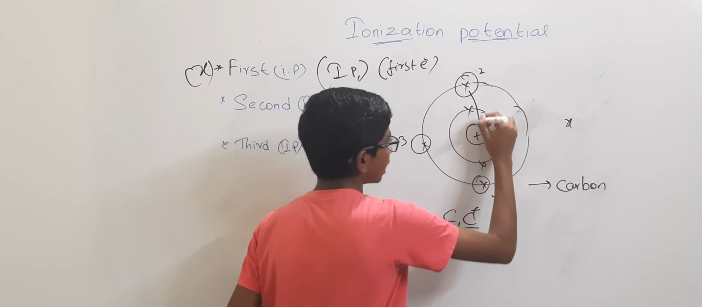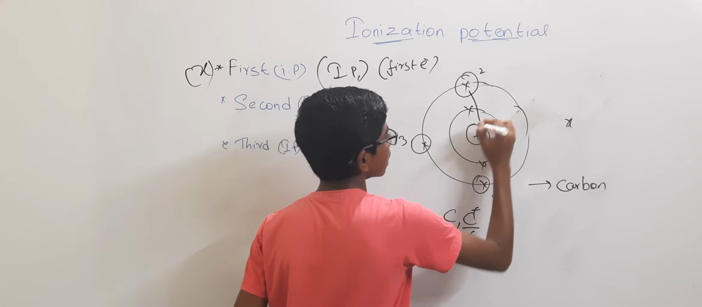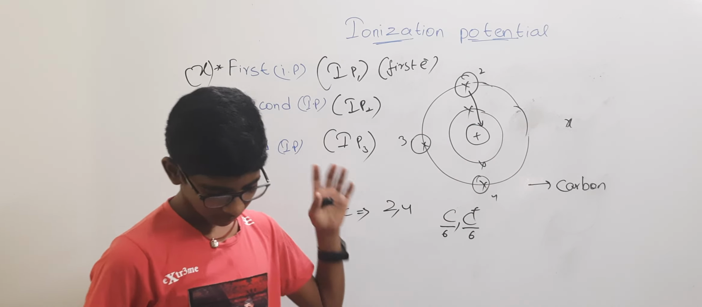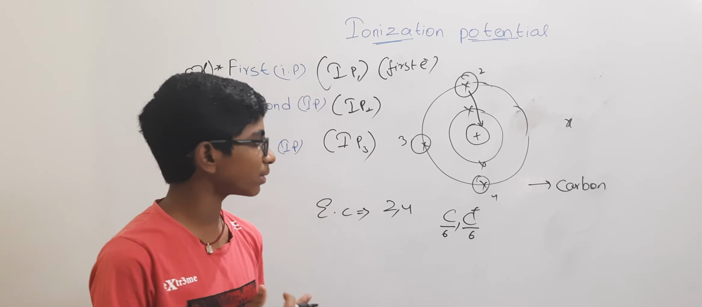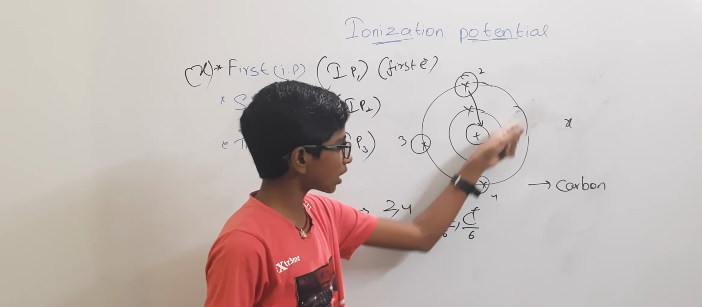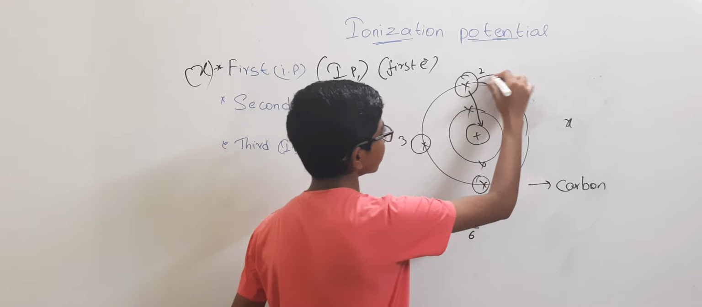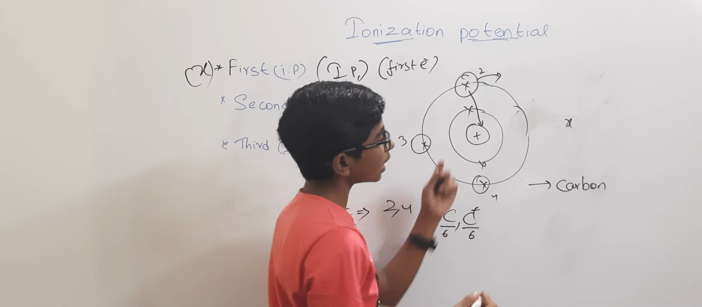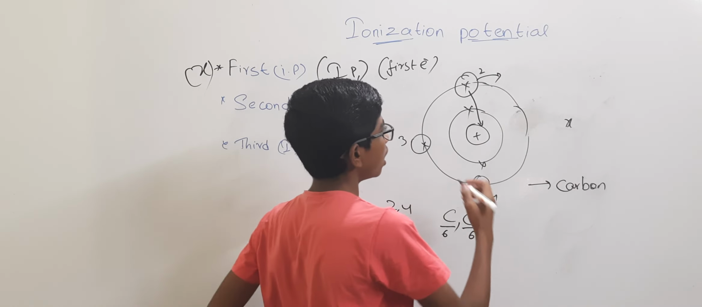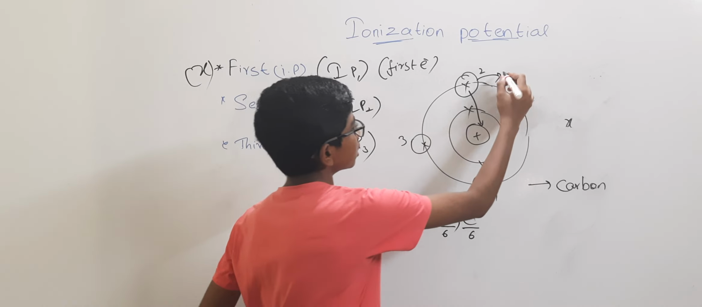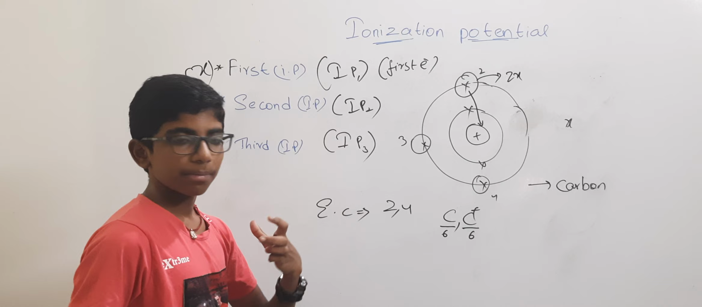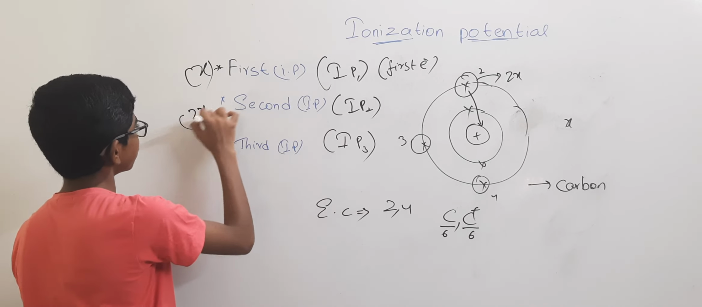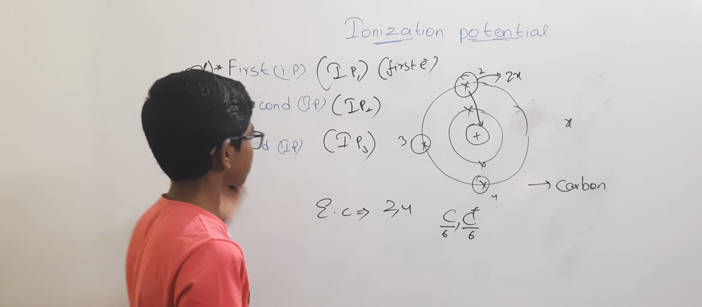This electron experiences more attractive force from the nucleus than the one removed before. Now the energy required to remove this electron is more than the energy required to remove the previous one because the attractive force is more. Suppose this is 2X. The energy required to remove the second electron is known as 2X.